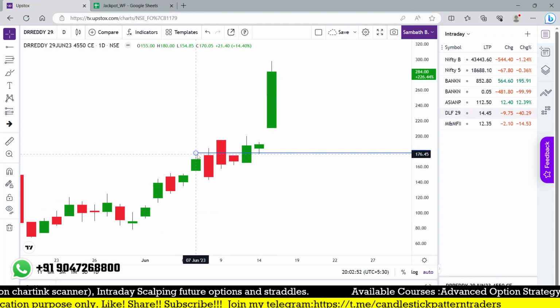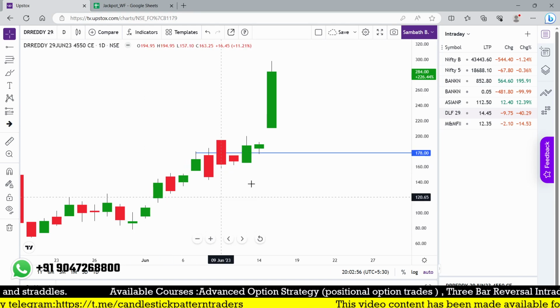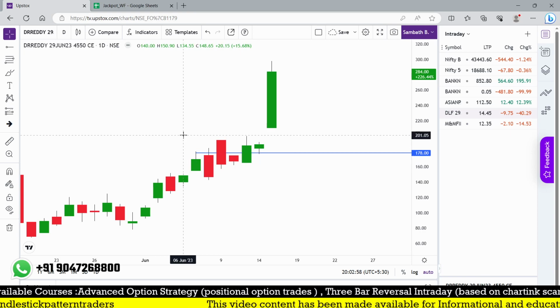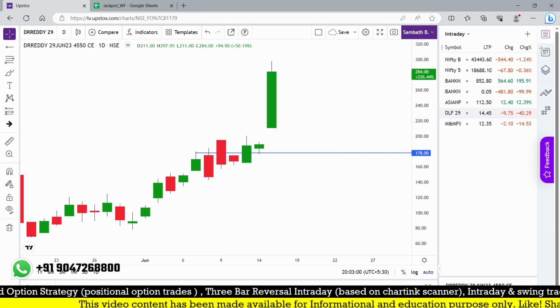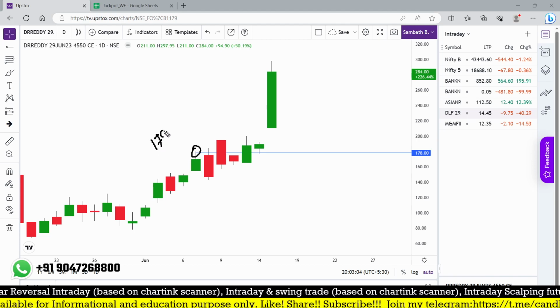Look at this. The entry got triggered on 7th June around 178. This was a level which we marked on a live market. So 178 is the entry point. So it was taken.